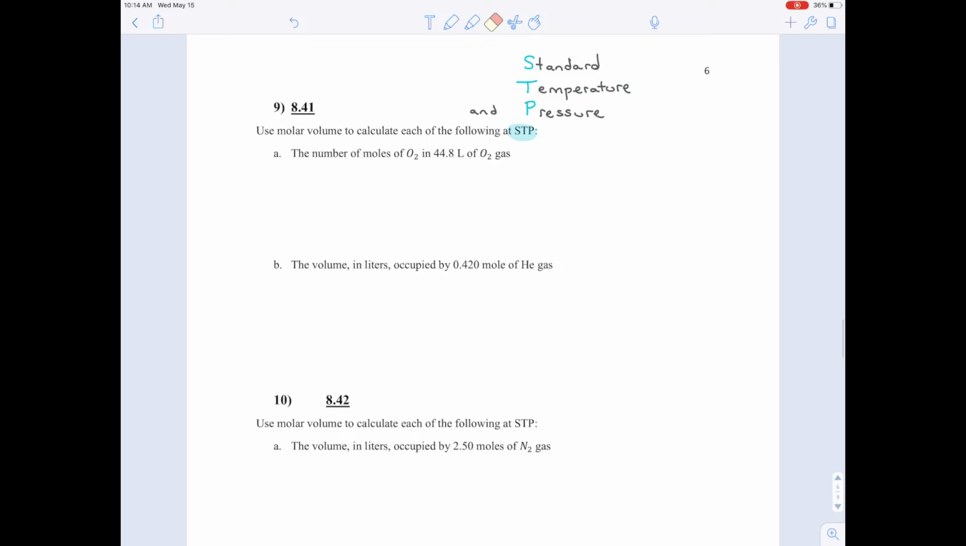Chapter 8, exercises 9, 10, and 11 all ask you to use the molar volume to calculate each of the following things at STP. First thing I want to unpack here is what STP is. So STP stands for Standard Temperature and Pressure.